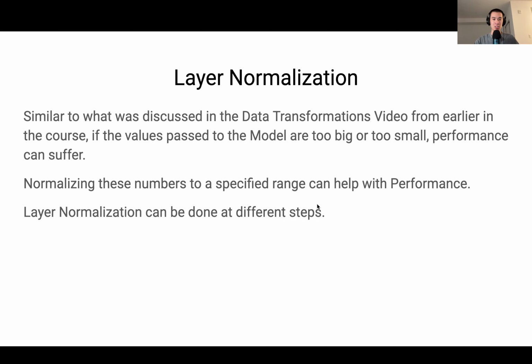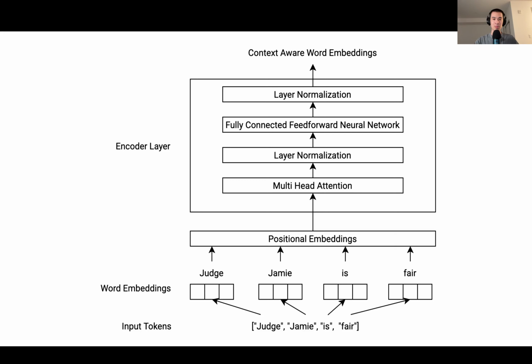Layer normalization can be done at different steps. So one example, we can put layer normalization after multi-head attention and after a fully connected feed-forward neural network. Or we can put layer normalization before multi-head attention and before a fully connected feed-forward neural network.